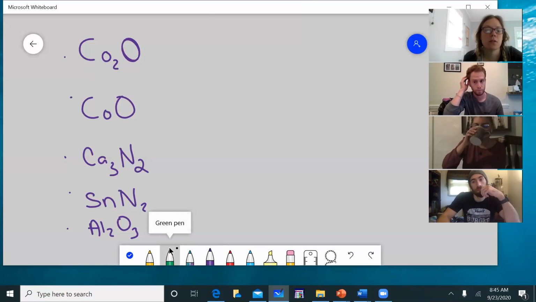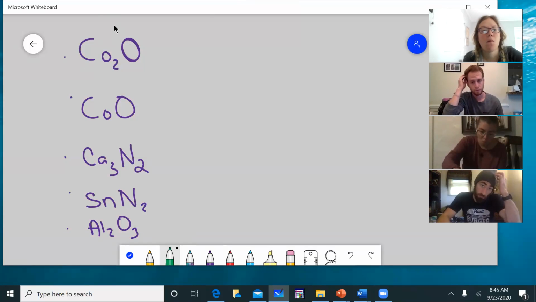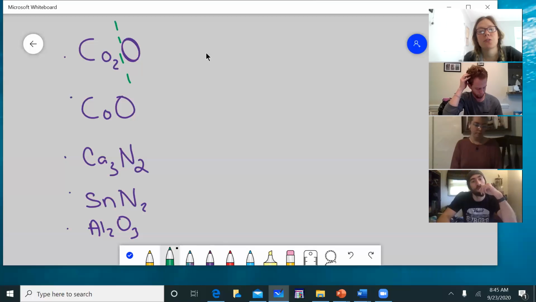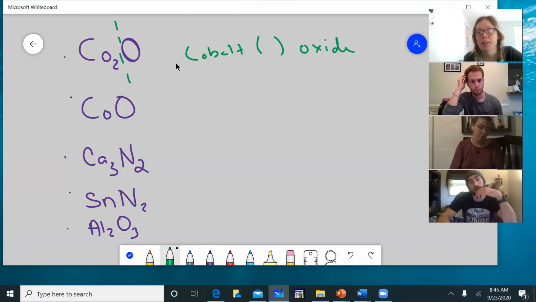So looking at this first one, I'll put a line between my metal stuff and my non-metal stuff. This is cobalt, this is oxygen. So I know it's going to be cobalt, it's going to have a Roman numeral, and it's going to be oxide. Cobalt sits in the middle, unpredictable charge. All right, oxygen always has a 2- charge. So that means the summation of the cobalts over here needs to be a 2+.